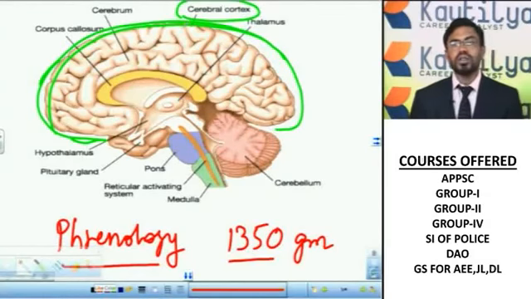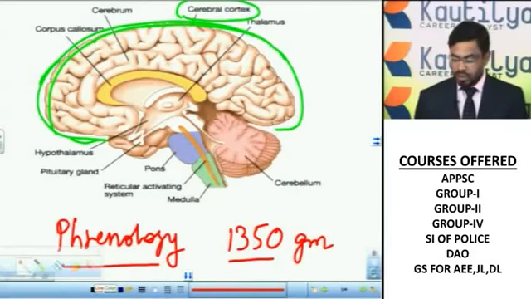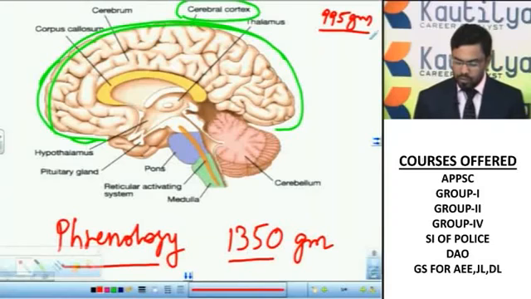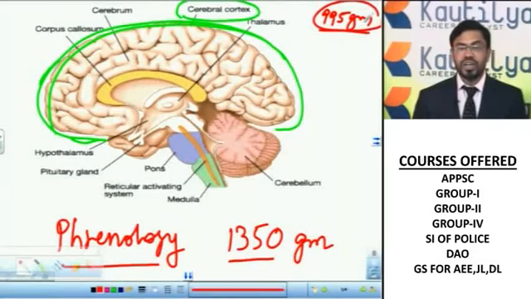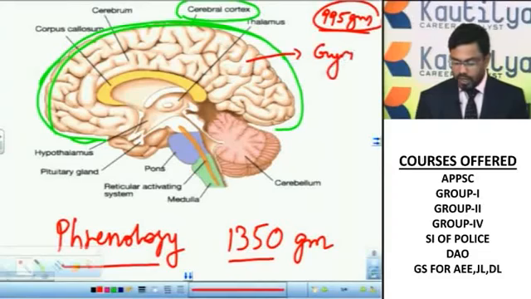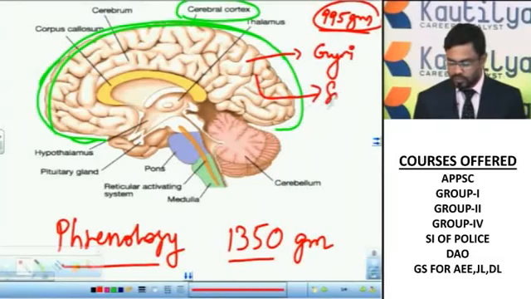The cerebrum is the largest part of the brain. Its weight is approximately 995 grams. The total weight of the brain is approximately 1350 grams, and in this 1350 grams, the cerebrum weighs approximately 995 grams. The cerebrum contains some elevations and depressions. The elevations are called gyri, and the depressions are called sulci.